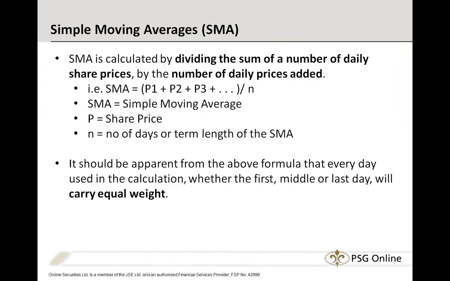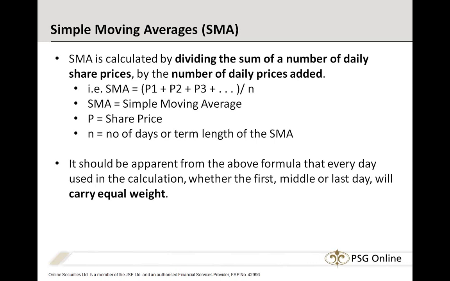Okay. So a simple moving average, as the name explains, is the simplest form of moving average. All it is, you're dividing the sum of a number of daily prices by the number of days added. So if I want to calculate a 5-day moving average, I add 5 days divided by 5. I'm just pulling up an average.